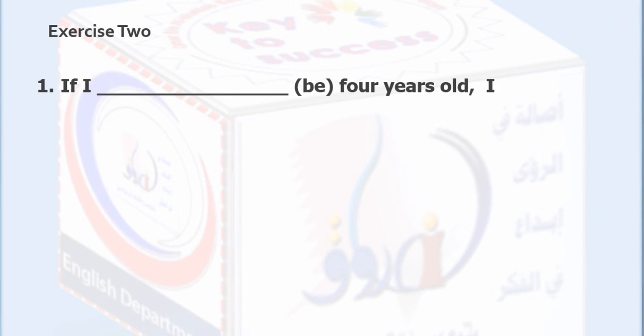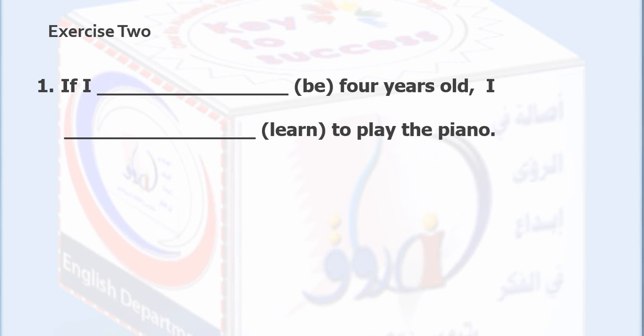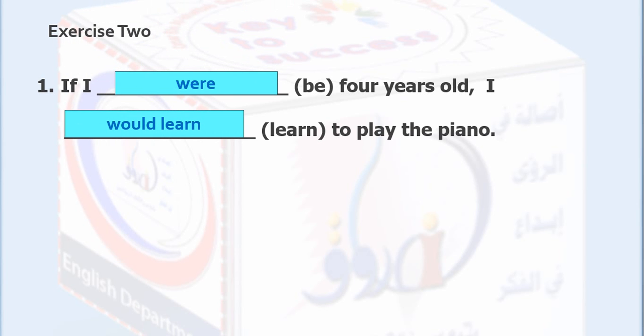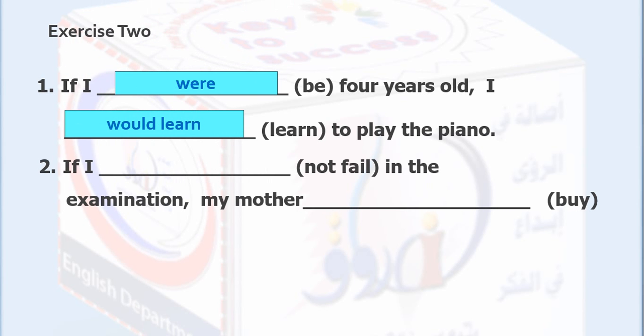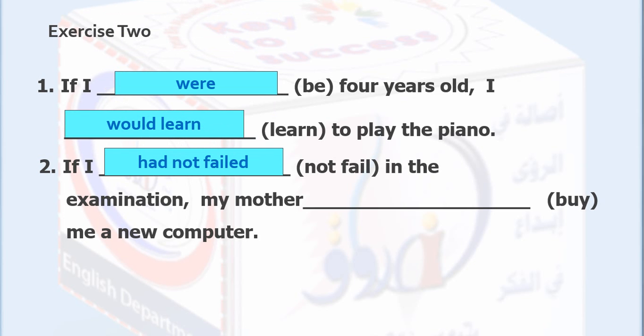That's right. Now let's get to exercise 2. Number 1. If I, verb to be, 4 years old, I learn to play the piano. If I were, excellent, I would learn. That's right. Number 2. If I not fail in the examination, my mother buy me a new computer. Lucky you. Good. If I hadn't failed in the examination, my mother would have bought me a new computer.